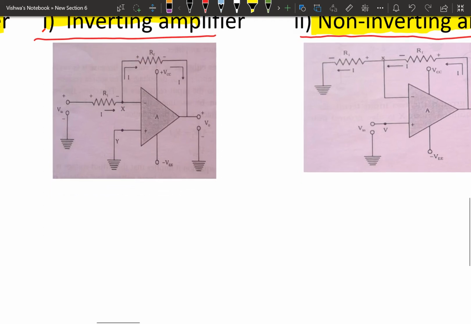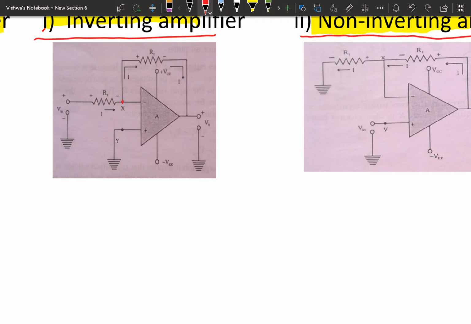Such a circuit we call an inverting amplifier. Here the input is provided to the inverting terminal. Now, what is the output here? To obtain this, there is again a small derivation, considering the important concept of virtual ground.